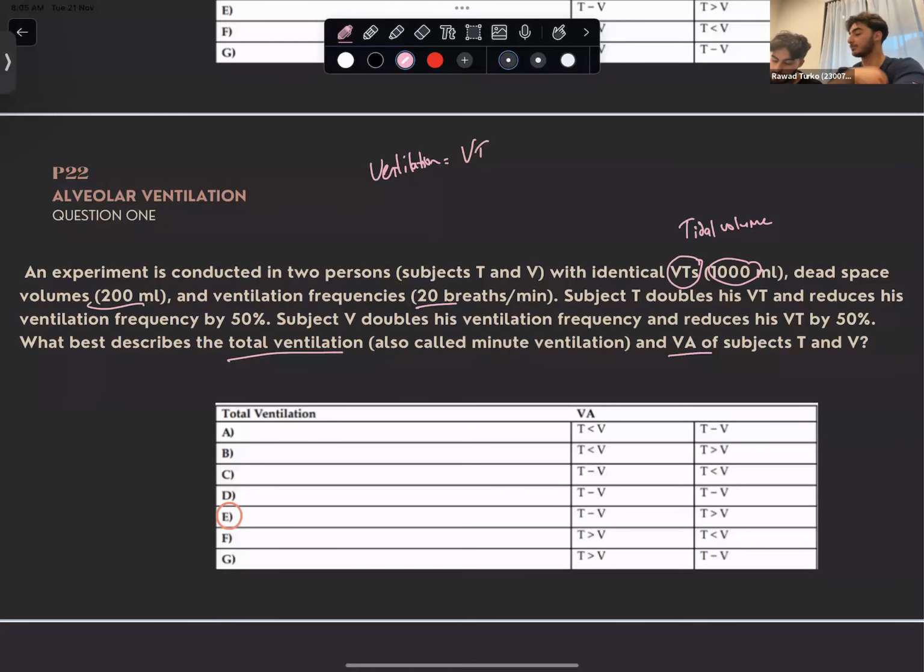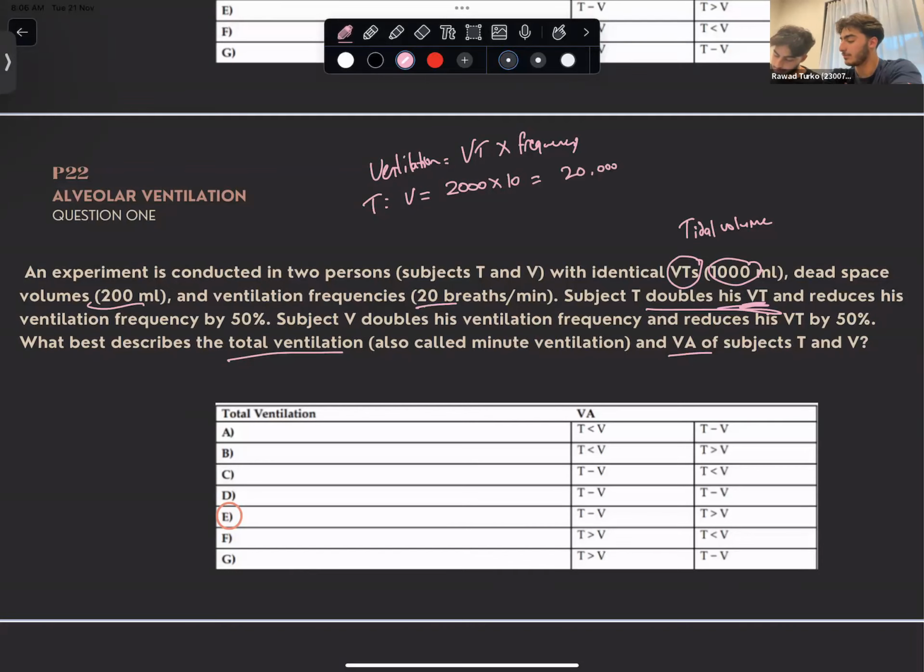Perfect. Okay, VT times frequency, which is pretty straightforward here. So VT is 1,000, and then frequency is 20. Okay, that's for T. For T we have double the VT, so here we have 2,000 times. It reduces ventilation by 50%, so instead of 20, we have 10 now. What do we have here? We have 20,000.